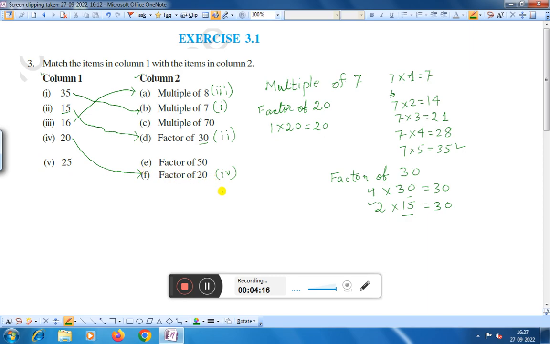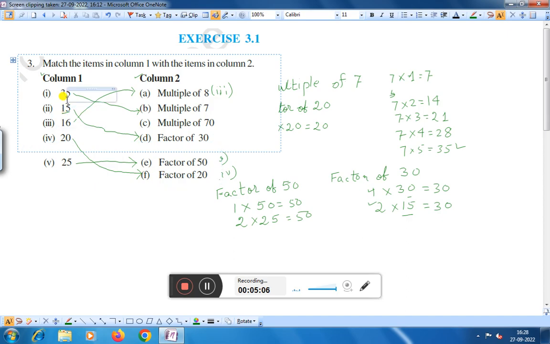You see, this is 25. If you find the factor of 50, let us take factor of 50. That is 1 into 50 is equal to 50. 2 into 25 is equal to 50. Therefore, factors of 50 are 1, 2, 25 and 50. Therefore, we can say that 25 is the factor of 50. Right? This is 5. This is the solution of question number 3 of exercise 3.1.